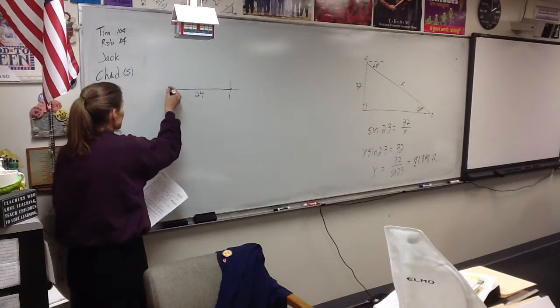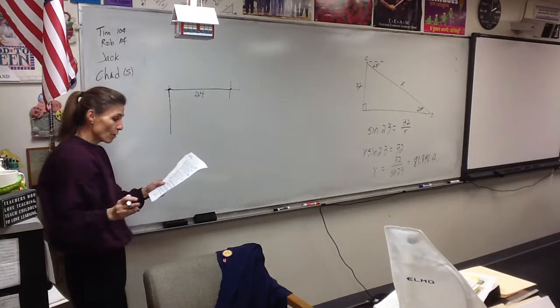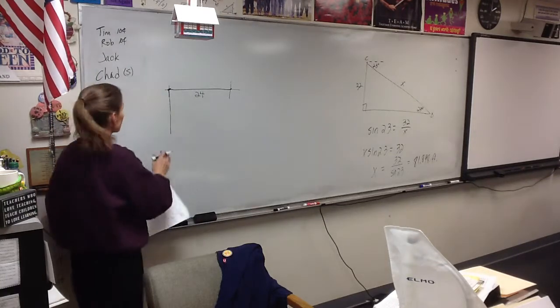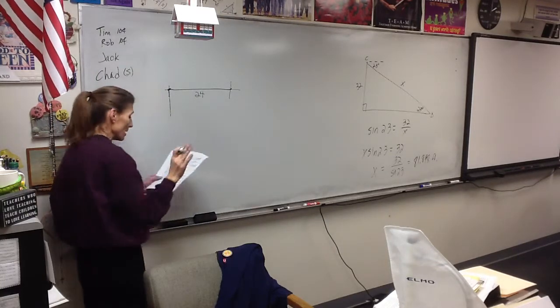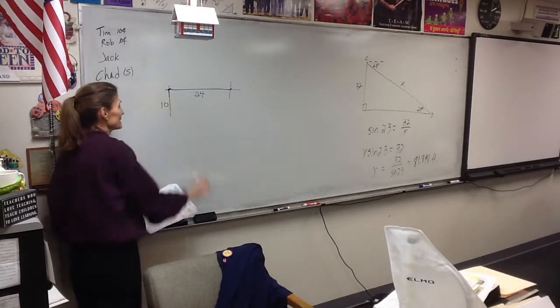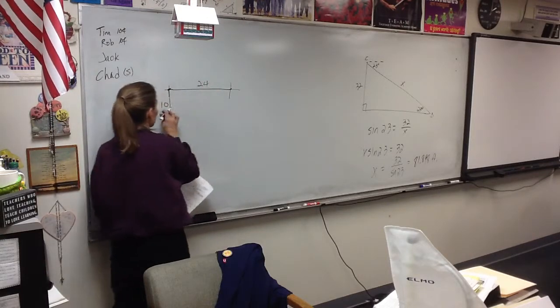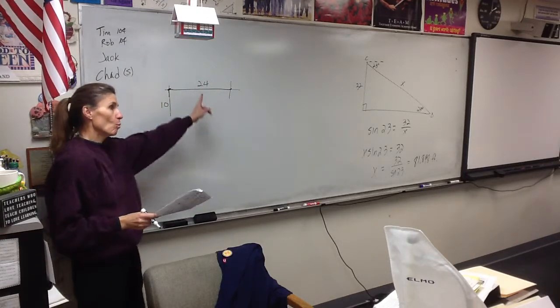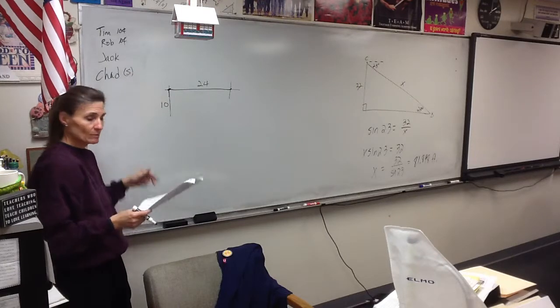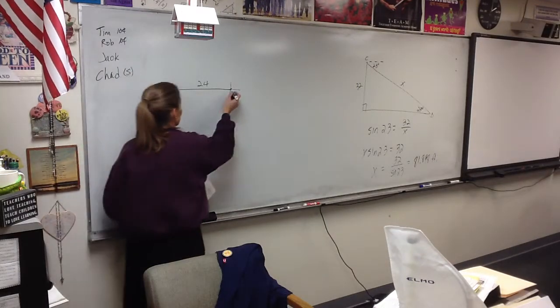He turns due south and sails for 2 more hours at a speed of 5 knots. So he's traveled 10 nautical miles. So this one's 24, this one's 10. West 24, down 10. At this point, what is his distance and direction from port?